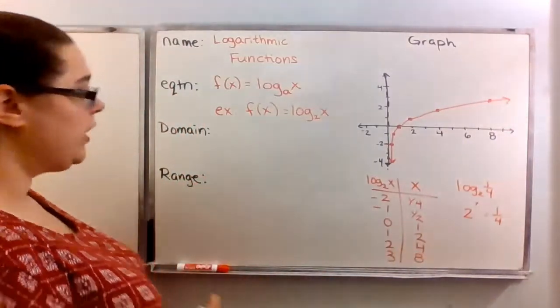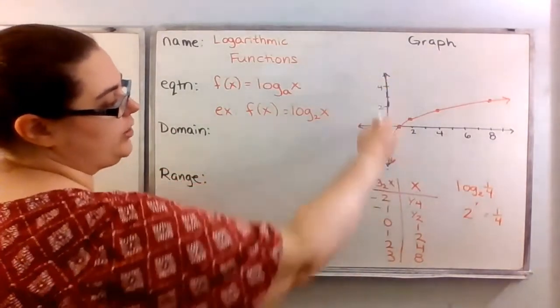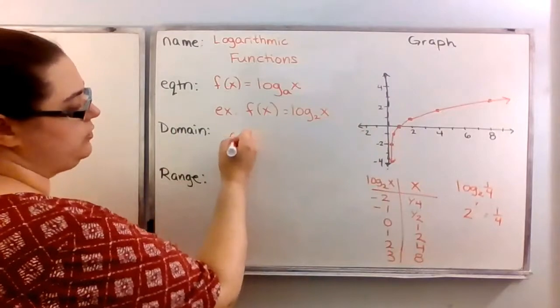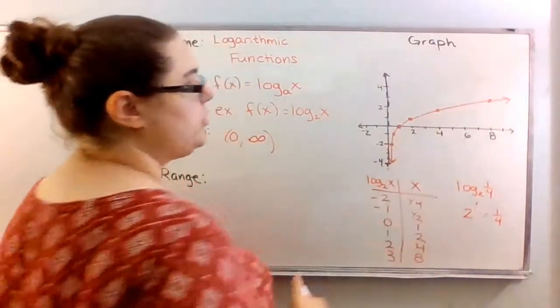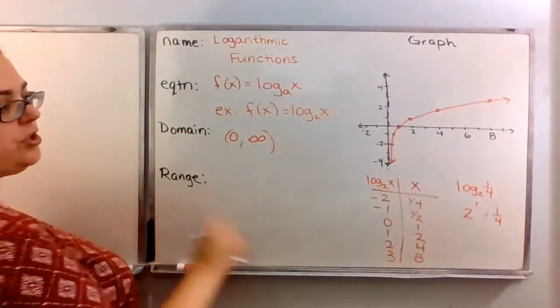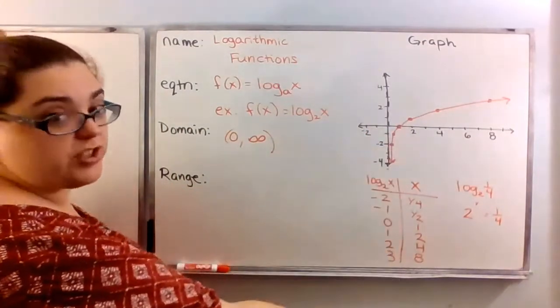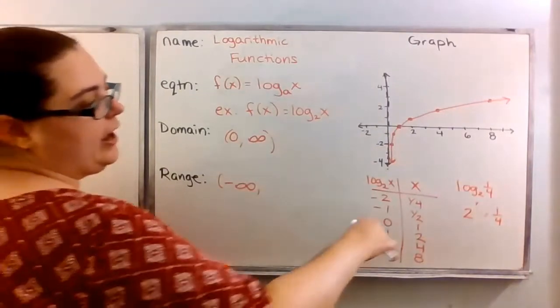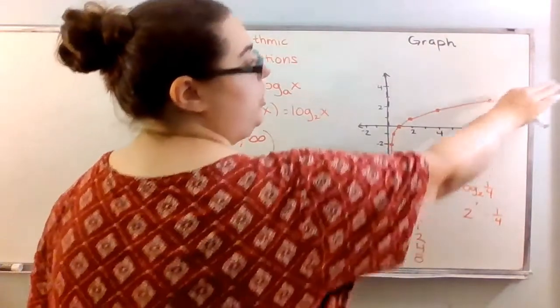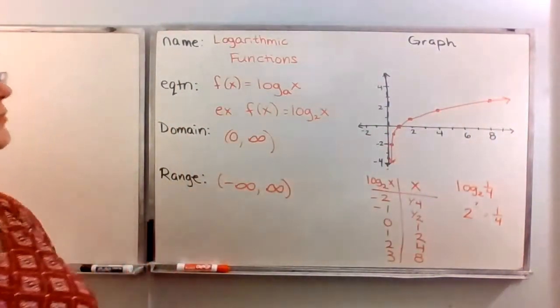So for our domain, because of this asymptote here, we're going to start out at 0 and go off to infinity because we have this arrow. For the range, notice this arrow goes down forever, so we can have any large negative number we like. So we have negative infinity. And then we have this arrow that is slowly going upwards, so we have positive infinity.